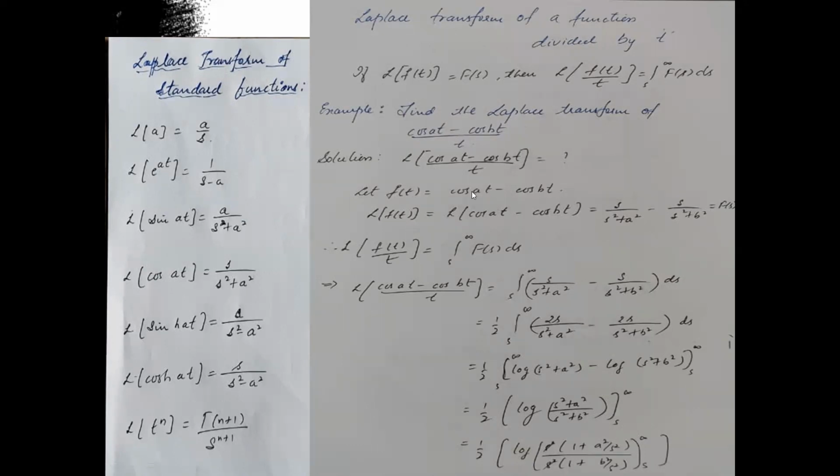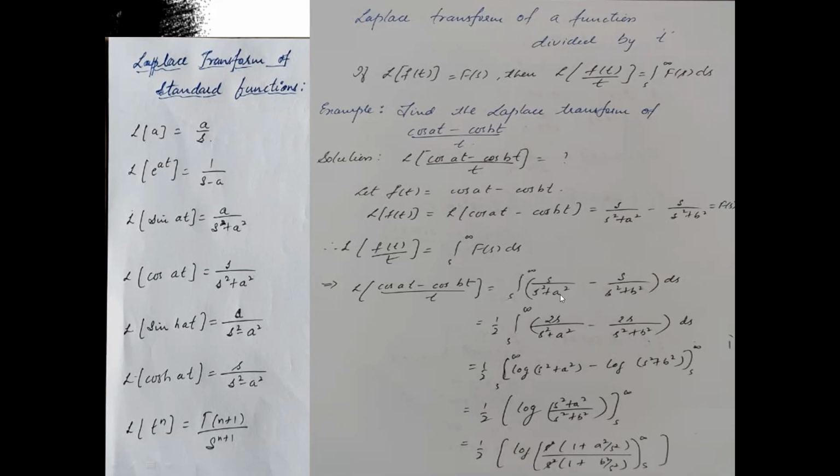Laplace transform of cos at is s divided by s square plus a square. Then Laplace transform of cos bt is s divided by s square plus b square. Now this becomes our f of s. Now to find the Laplace transform of f of t by t, we need to integrate this f of s within the limits s to infinity. So integration from s to infinity of s upon s square plus a square minus s upon s square plus b square ds.